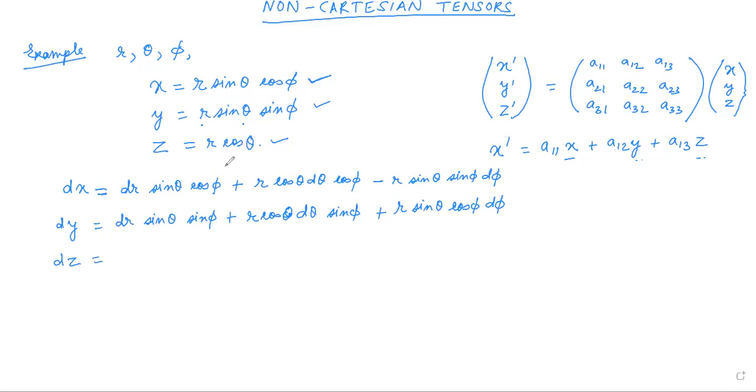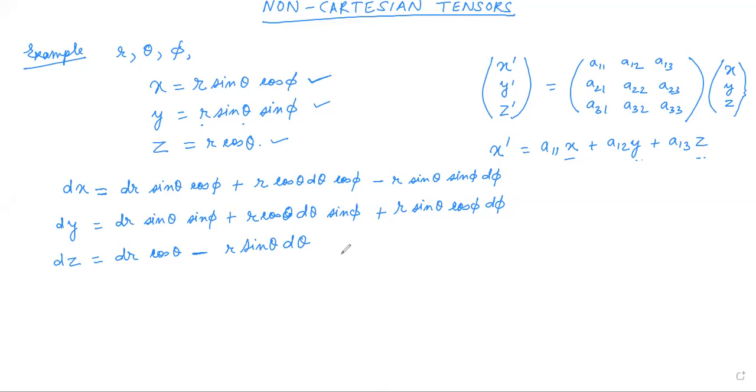dz would be, from here we can see that it is dr cos theta plus, okay, here again we'll have a minus sign because the differential of cos theta would be minus sine theta. So we'll have a minus sign here. So dr cos theta minus r sine theta d theta.